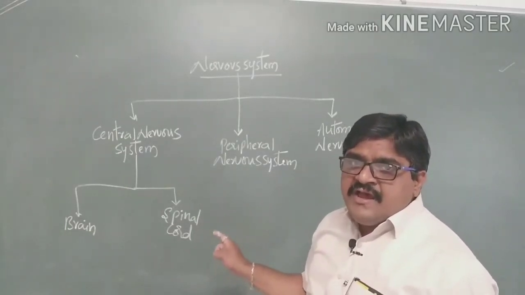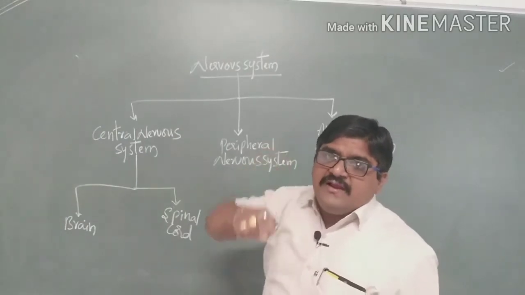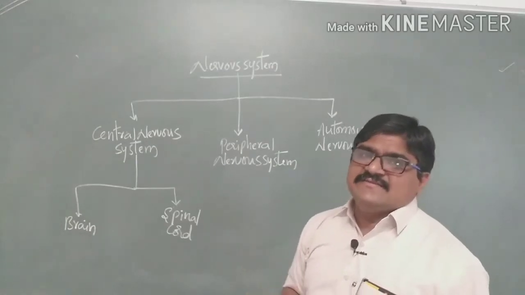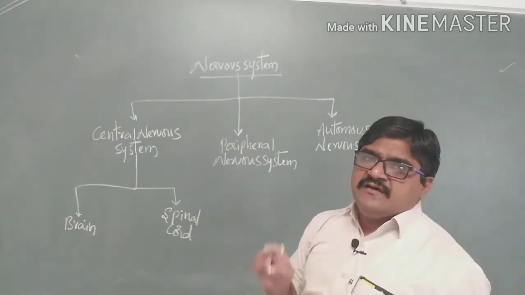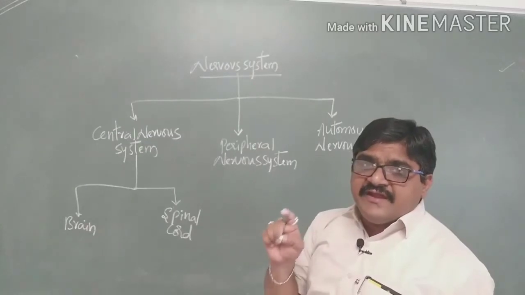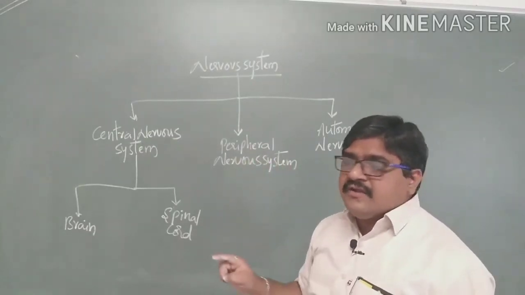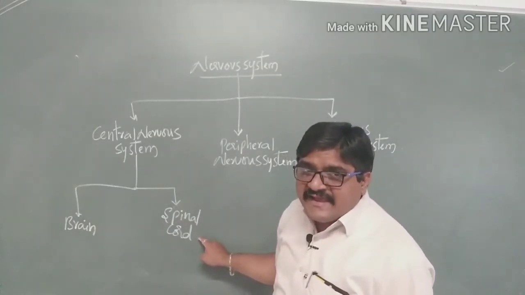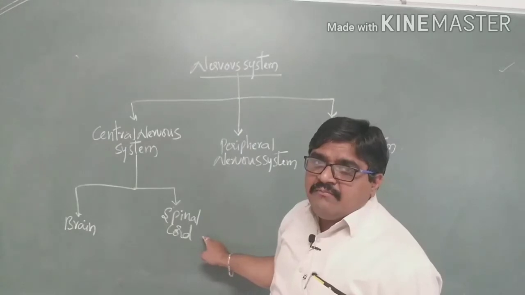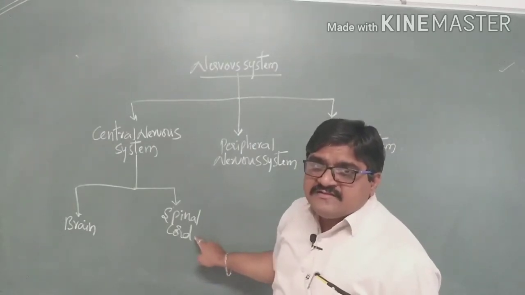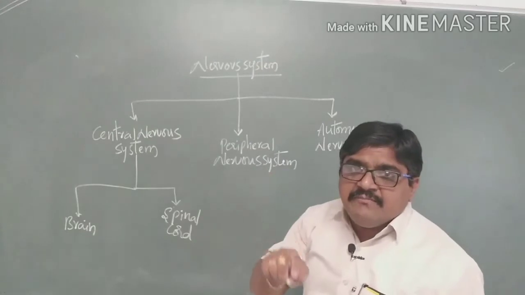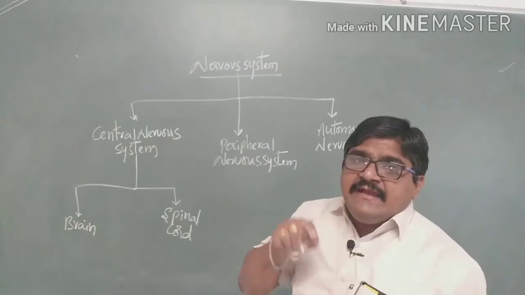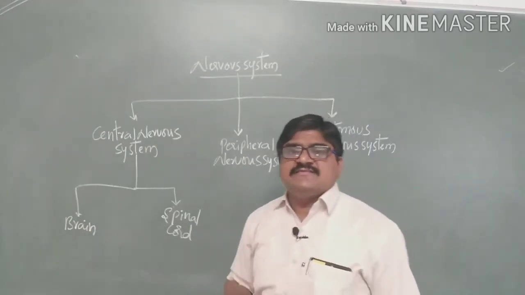The spinal cord enters into the vertebral column and passes up to the second lumbar region. The anterior part, which is the elongated part in the head, is called the brain, and the terminal part is called the spinal cord. The end of the medulla oblongata is connected to the spinal cord. The spinal cord enters the vertebral column, and inside the vertebral column it passes up to the second lumbar region.